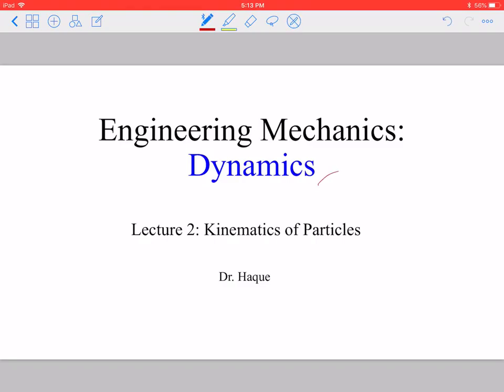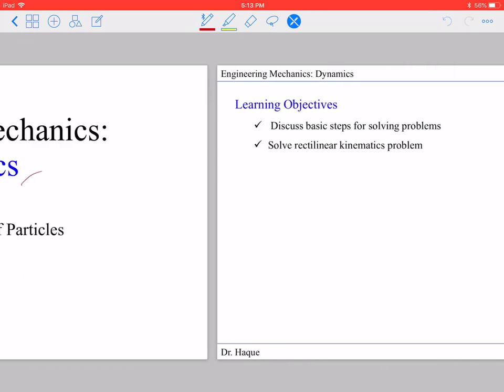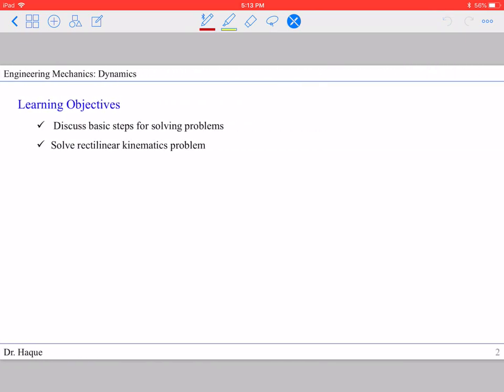This is our second session. In the previous session we studied rectilinear kinematics. In this lecture we're going to solve some problems on rectilinear kinematics. So today's learning objective is to be able to discuss basic steps for solving problems.